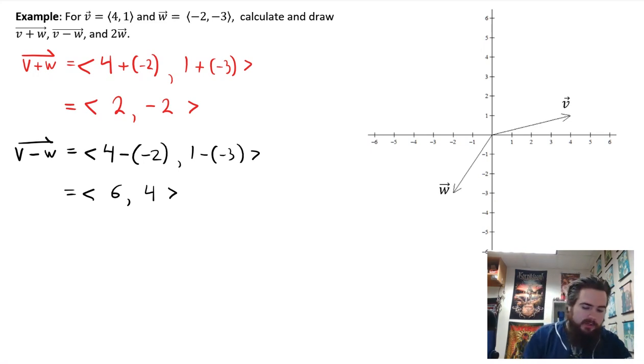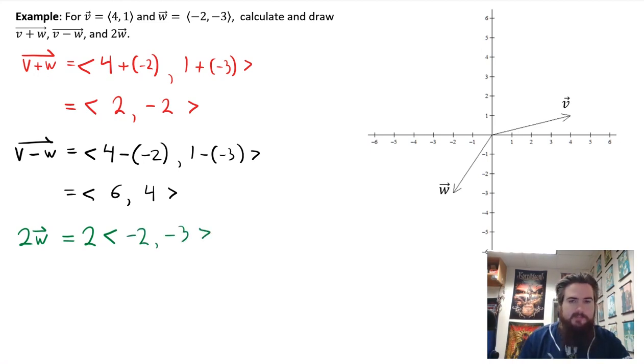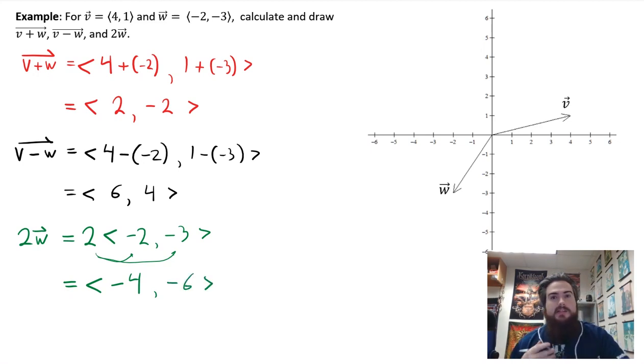Thirdly, we have 2w. Now 2w is not a combination of two vectors, this is a scale of the vector w. If we want to take 2w, what we're really doing is taking the scale of 2 and distributing it to the components of w, that being -2 and -3. If I distribute that accordingly to each component here, we will now get the vector 2 times -2, which is -4, as well as 2 times -3, which is -6. This has essentially created a vector that is going in the same direction as w, but is 2 times as long. That's what a scale will do.